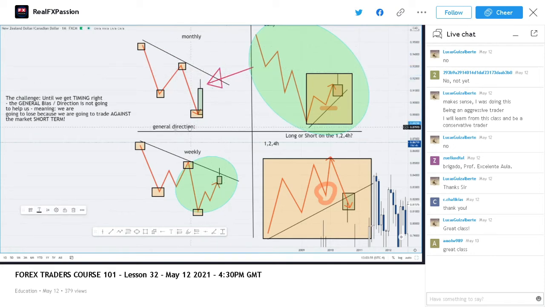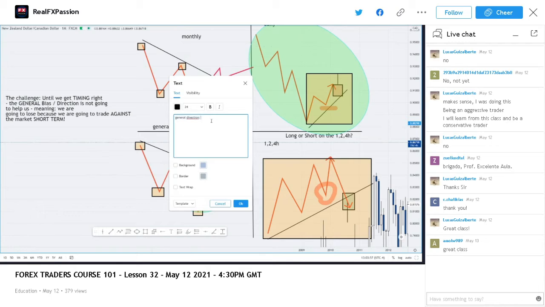Short, exactly. General direction is short, right? General direction short, okay? Short. Very good. Now, this is the question about timing. How can we rephrase this? Is it now the right time to enter the monthly chart?